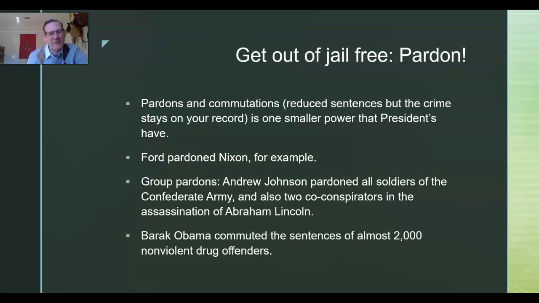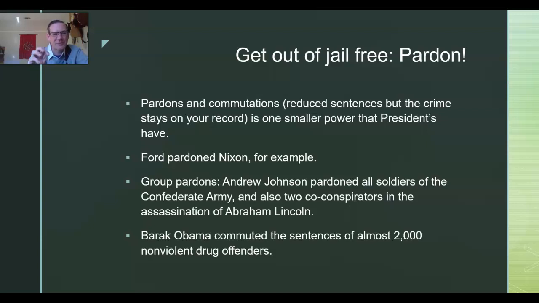There's a lesser form of a pardon called a commutation. A pardon is the crime comes off the books. You've been pardoned. You don't even have to put it on a job resume anymore, okay? A commutation is different. A commutation reduces the penalty but doesn't take the crime off your record, okay?